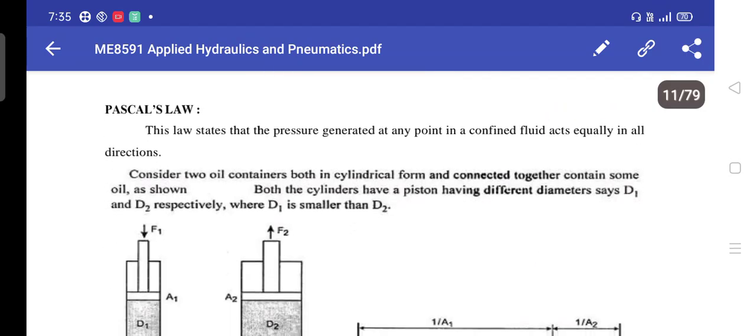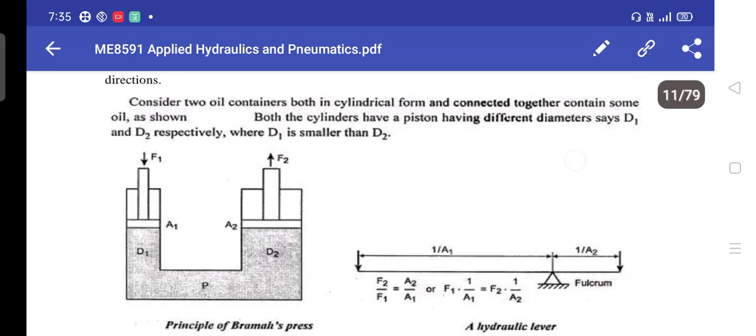When we are considering hydraulics, Pascal's law is a major rule because of pressure. This law states that the pressure generated at any point in a confined fluid acts equally in all directions. Consider two oil containers, both in cylindrical form and connected together, containing some oil. Both cylinders have pistons having diameters, say D1 and D2 respectively, where D1 is smaller than D2.